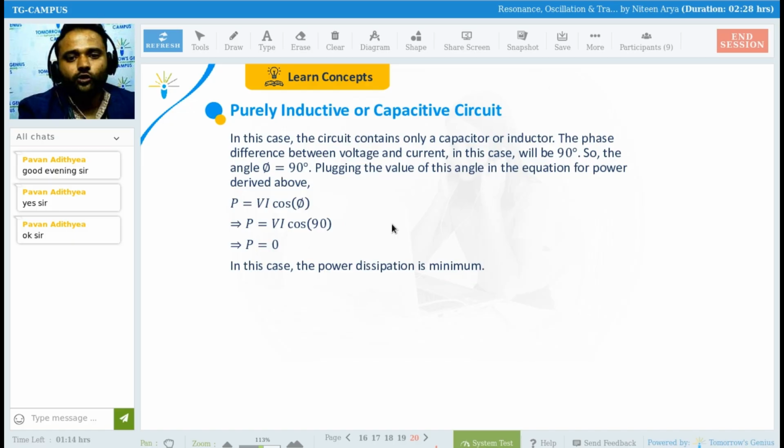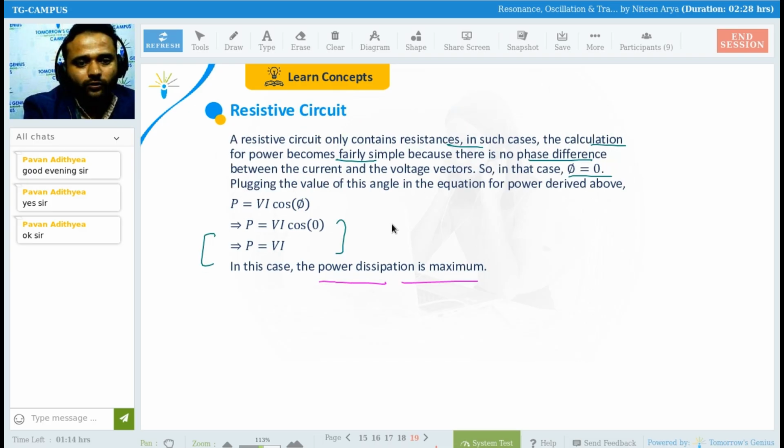Good. In the next case, purely inductive or capacitive, in both cases phi is going to be 90 degrees, either positive or negative. The circuit contains only a capacitor or inductor, and the phase difference between voltage and current will be 90 degrees. So in this case, power dissipation is minimum. You get the minimum power in the LCR circuit when it is purely inductive or purely capacitive. So one-liner notes, you can write down here.